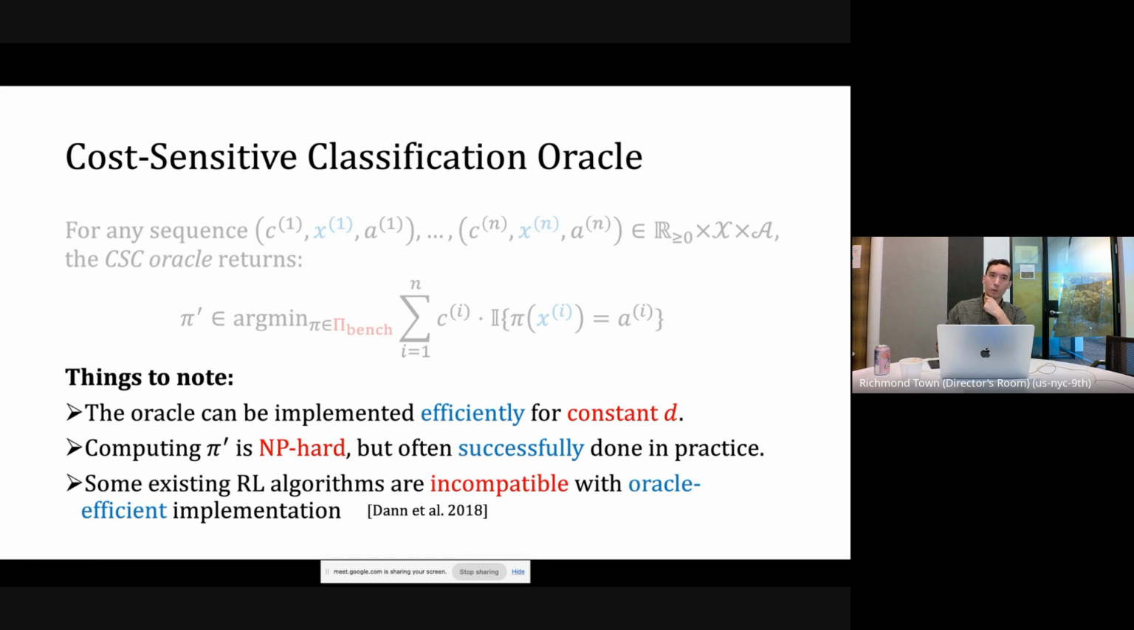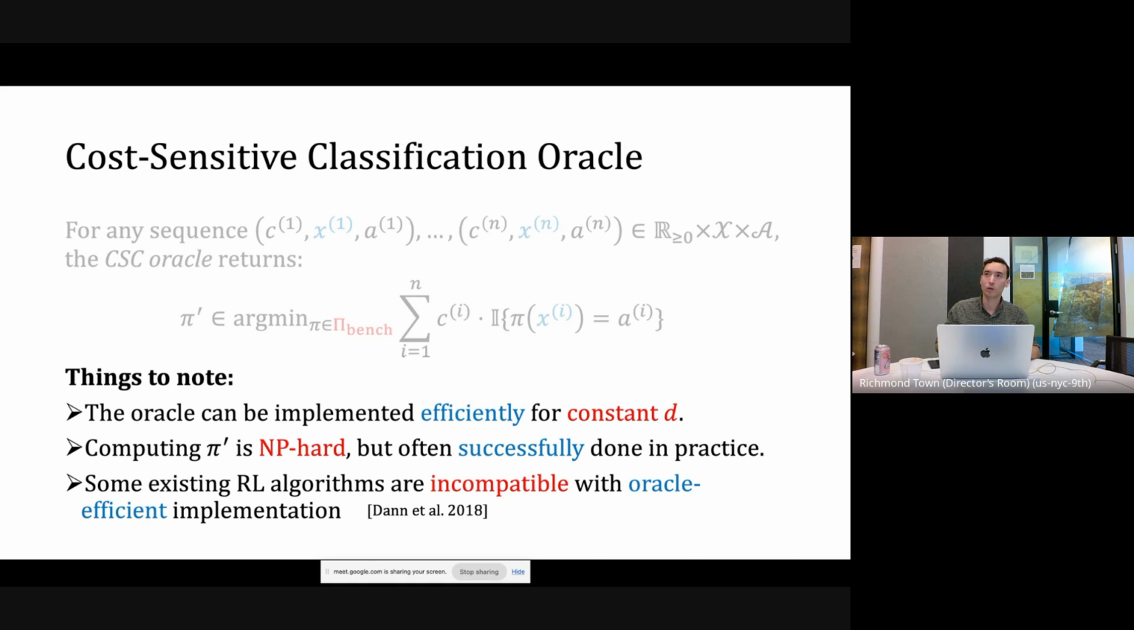One more thing to say here is that this is still significant, because we know that there are some RL algorithms that are not even compatible with Oracle efficiency. For example, RL algorithms based on global optimism, like GOLF or OLIVE, some of them are incompatible with Oracle efficient implementation. So even if you're happy with exponential in D to implement the Oracle, you cannot actually implement them. So there's a separation between this and some really computationally inefficient algorithms for RL.